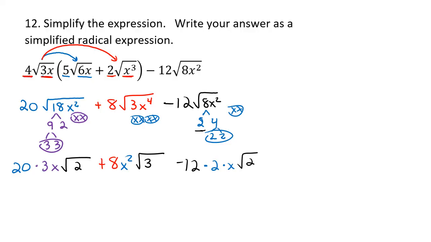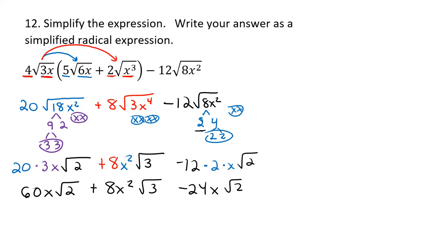Going to clean this up a little bit. We now are going to have 20 times 3, that's 60x square root 2. Then we have 8x squared square root 3, negative 24x square root 2. So now I'm looking to see if I have anything with like terms. So this is x square root 2, this is x square root 2. Those are like terms, so I can combine them.